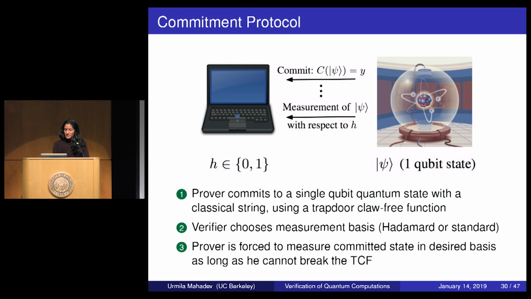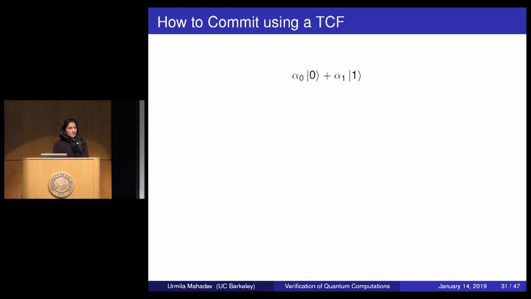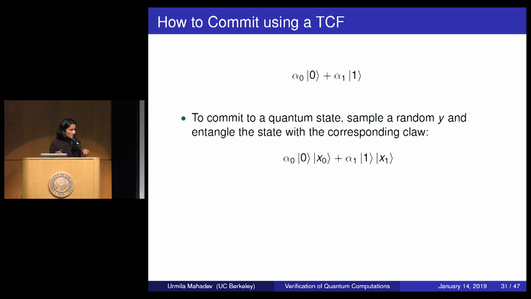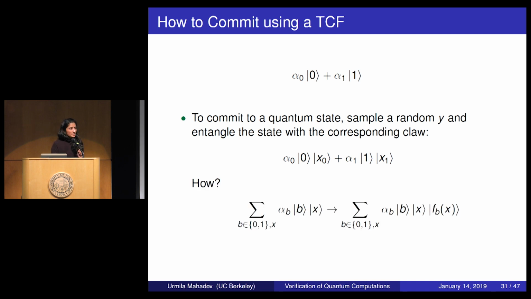Now, as the first step, I'm going to show you how the prover actually commits to a quantum state using a trapdoor claw-free function. So let's say he has this single qubit quantum state in mind. And to commit to it, he entangles the state with a claw in almost the same exact way as he created the superposition over a claw in the test for quantumness. So what he does is he samples a random image y, and he entangles the state with the corresponding claw, the two pre-images.